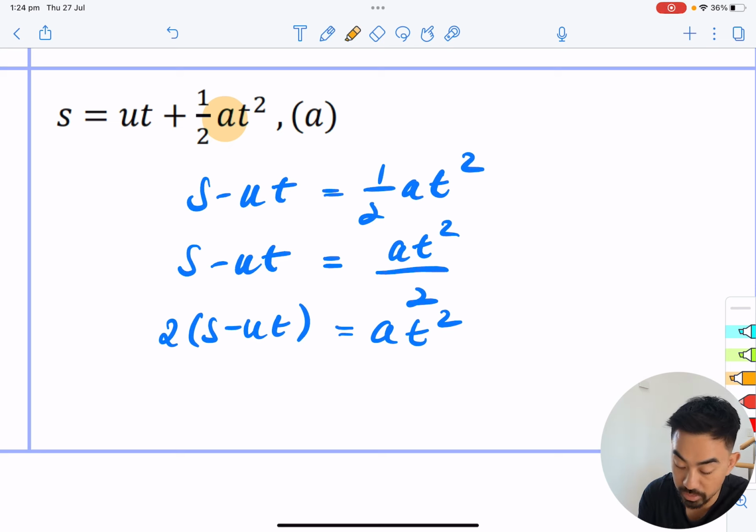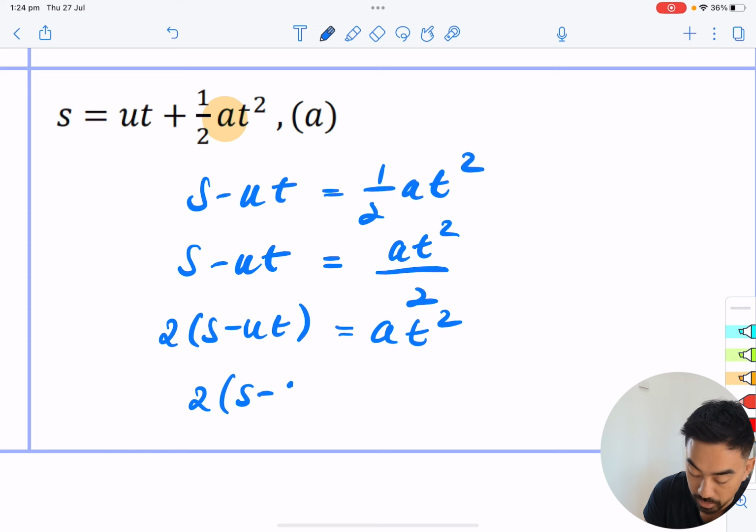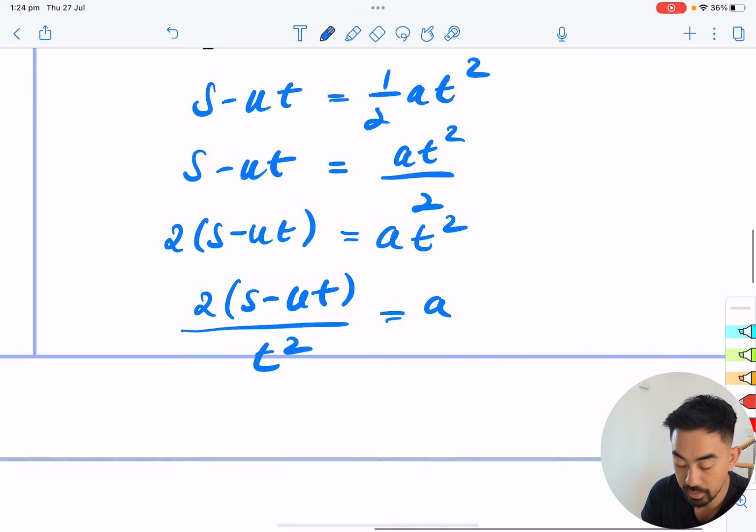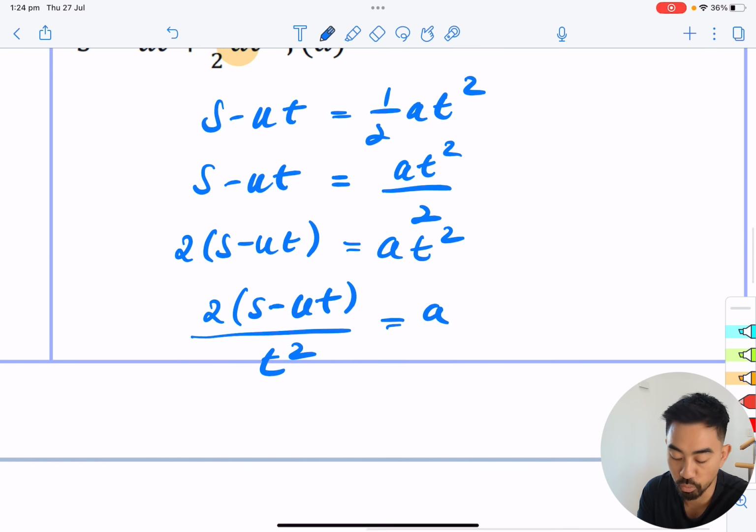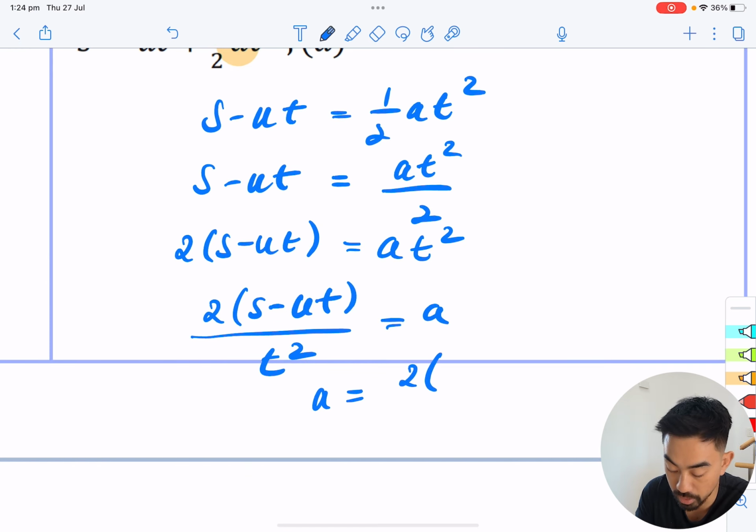So we need to get rid of this t squared, so we'll divide both sides by t squared. So 2 outside of s minus ut over t squared, and that's equal to a, and we're done. So we'll rewrite this as a is equal to 2 bracket s minus ut over t squared.